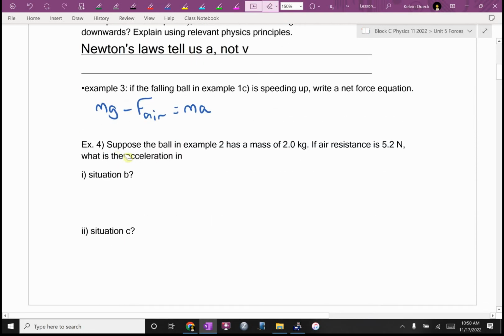So example 4, suppose the ball in example 2 has a mass of 2 kilograms. If air resistance is exactly 5.2 newtons, what's the acceleration in situation B? Okay, I can do this. Brendan, I've scrolled down. Look at situation B. Everybody? Who's winning? Your hint is, it's a trick question.